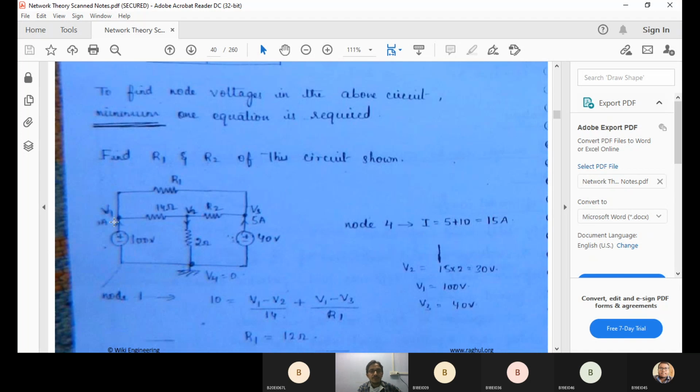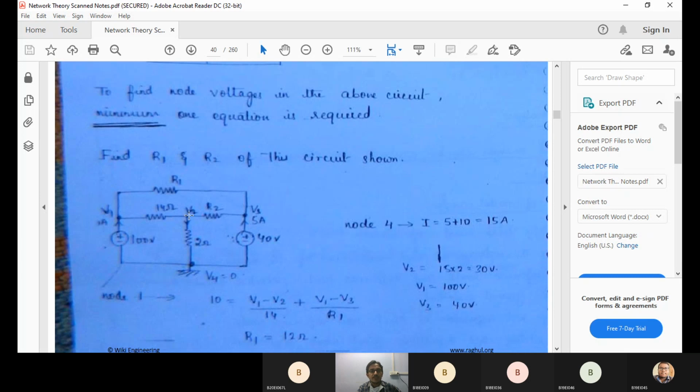This V1 voltage is already 100 volts, isn't it? Because it is already mentioned, this is 100 and this is 0. So this is V1 minus 0, so 100 minus 0, your V1 is equal to 100. And your V3 is nothing but 40. Your V1 is 100 fixed, V3 is equal to 40 fixed. We need to find out V2. So I want to calculate the voltage at V2. So obviously I will assume the voltage at this node is higher potential. The current always flows in this direction.